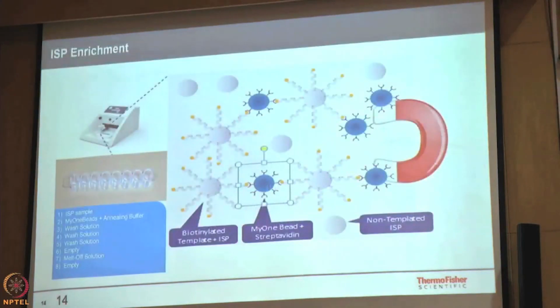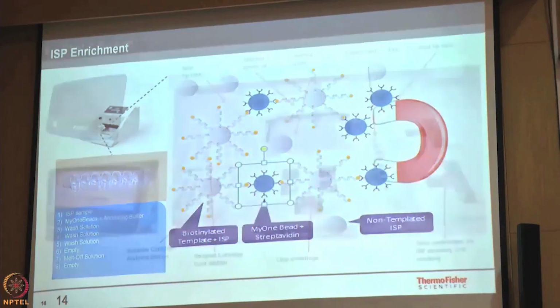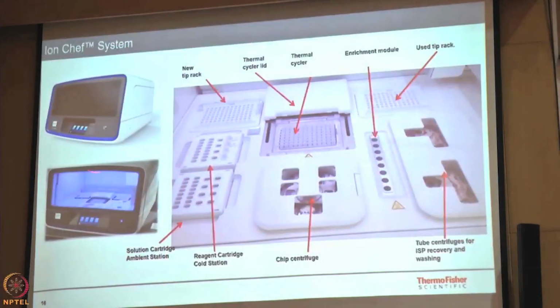Now, you are using streptavidin coated beads on this system, and that is how you are fishing out the amplified beads from the non-amplified beads. And this is the Ion Chef system, which is a fully automated way of preparing your libraries. When you are preparing libraries using the Ion Chef system, you prepare your DNA samples and load them into these cartridges, and there are various other cartridges which are put in different sections of the system, and that is how you finally get a library pool in one of these tubes.